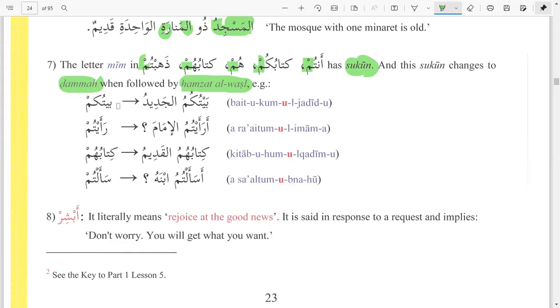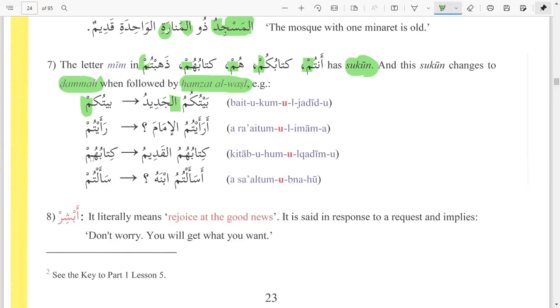Baitukum, your house. Baitukumul jadidu. So this is hamzatul wasal, so we say Baitukumul jadidu. This mim will take dhamma. Or ra'aytum, mim is sukun here. Ra'aytumul imama. So if there is alif lam, then we give dhamma to the mim.